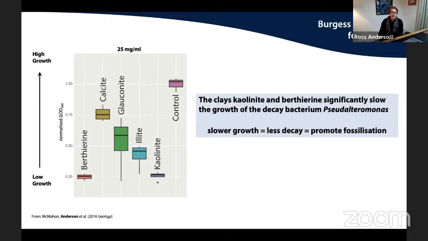So in 2016, we showed with a microbiological approach that some clay minerals, specifically iron-rich berthierine and aluminium-rich kaolinite, have antibacterial properties, providing evidence of a mechanistic link between slower growth of bacteria, suppression of decay, and the promotion of fossilization. Other studies, for example, studies by Nick Butterfield, have argued that clays may bind to organics, increasing their decay resistance.